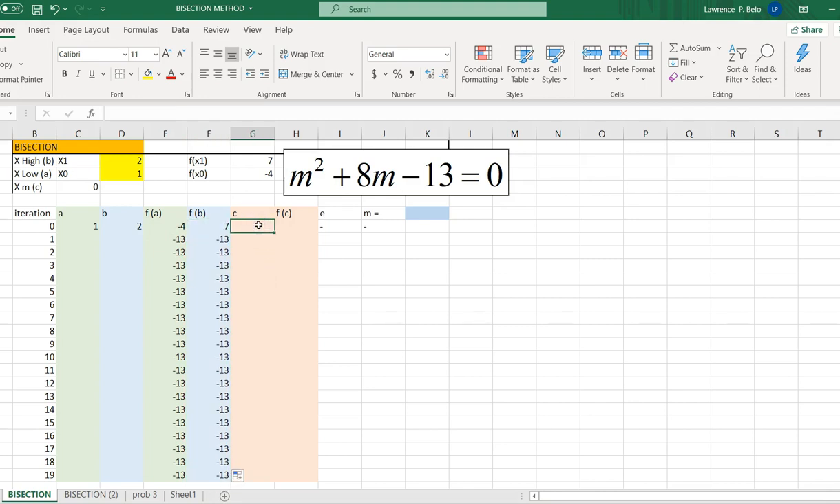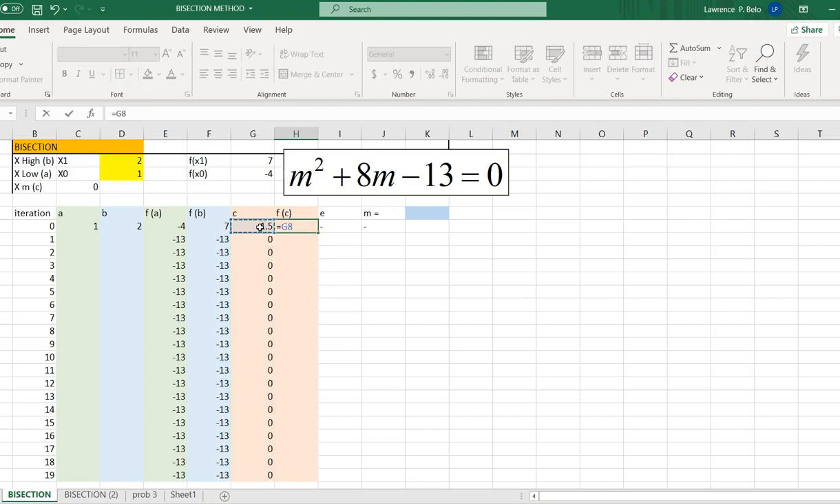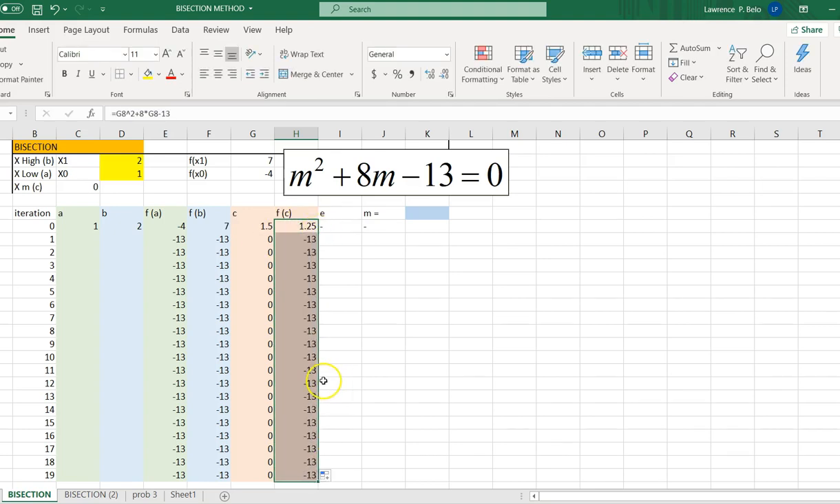And for C, C is the midpoint. So that means this is basically A plus B divided by 2. So let's just drag this. And for C, the same as what we did earlier. Squared plus 8m minus 13, 1.25. So again, the purpose of the FA, FB, and FC columns are just for signs. So here, it's negative sign. This one is for positive sign. But then here it's negative.